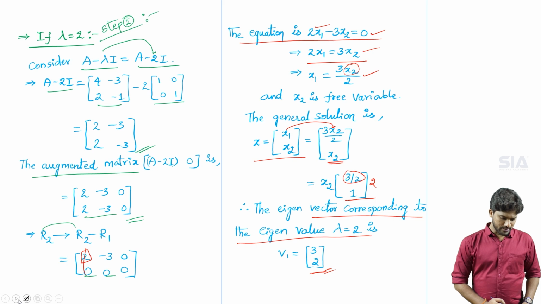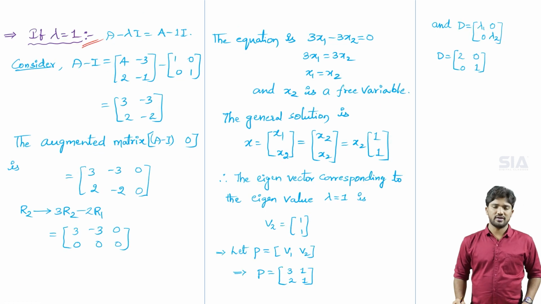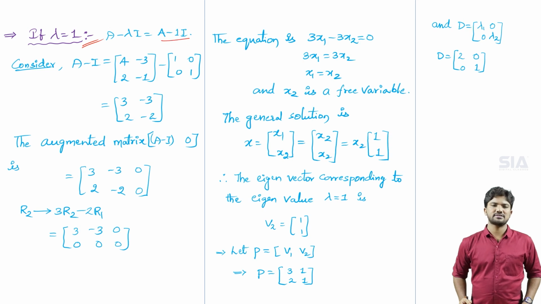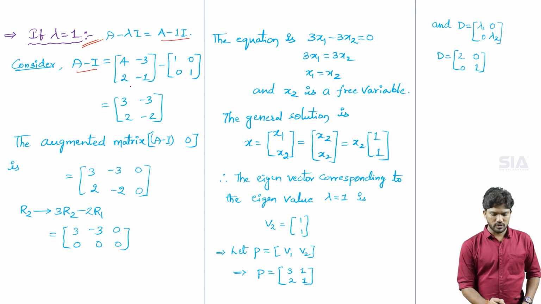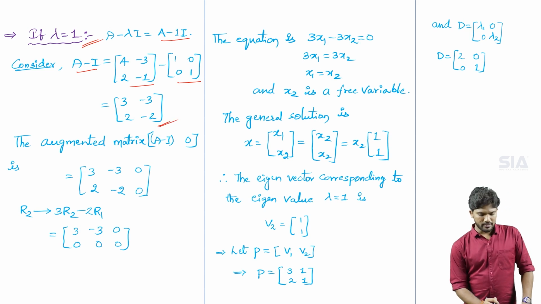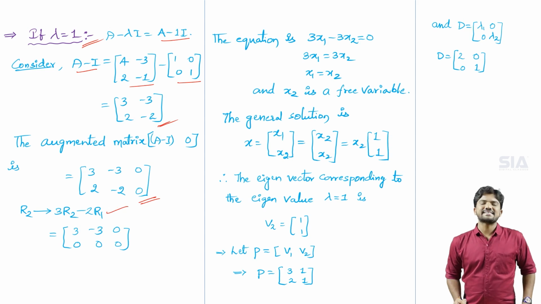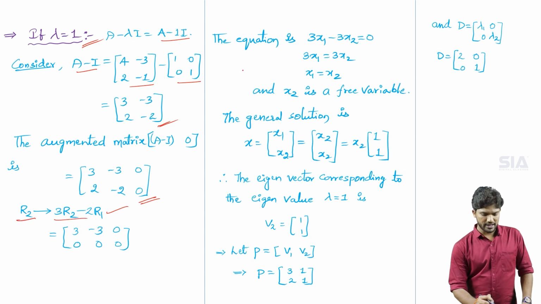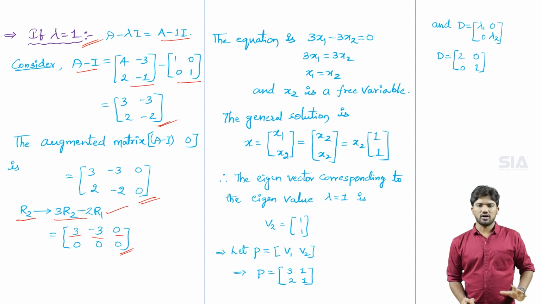Next, in step 2 only, the second eigenvector for lambda = 1. A minus lambda I equals A minus I. Consider A minus I; the subtraction matrix is that one. The augmented matrix exists in this format: 3, 2, minus 3, minus 2, 0, 0. To make the second row equal to 0, apply the row operation R2 implies 3R2 minus 2R1. Then you will get 3, minus 3, 0, 0, 0, 0. That is the obtained augmented matrix.